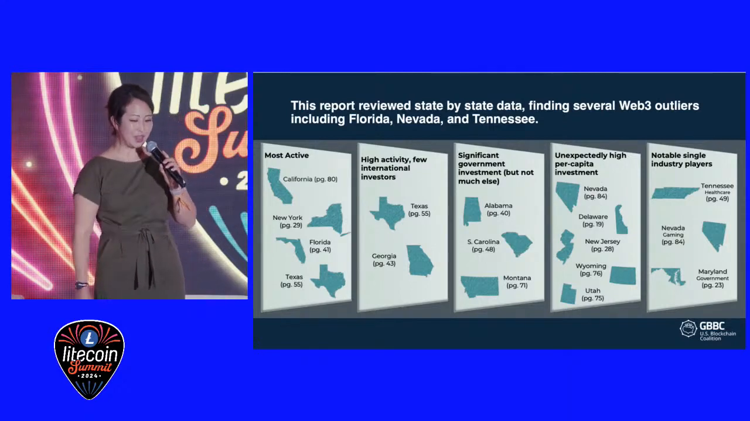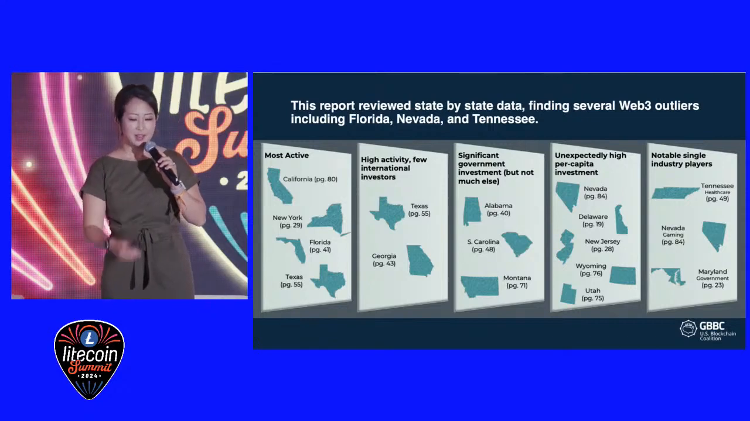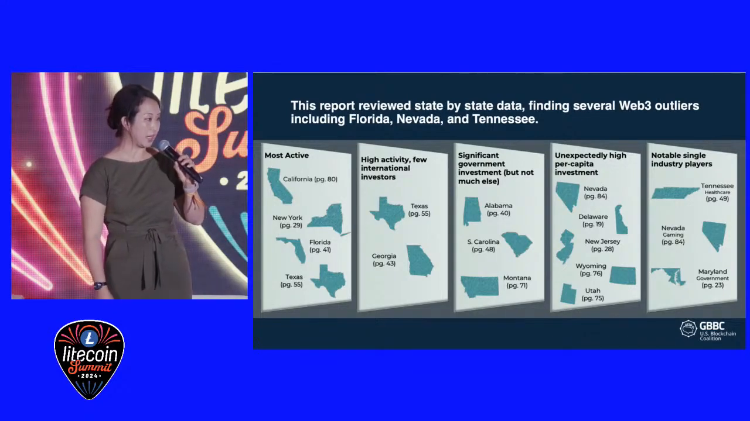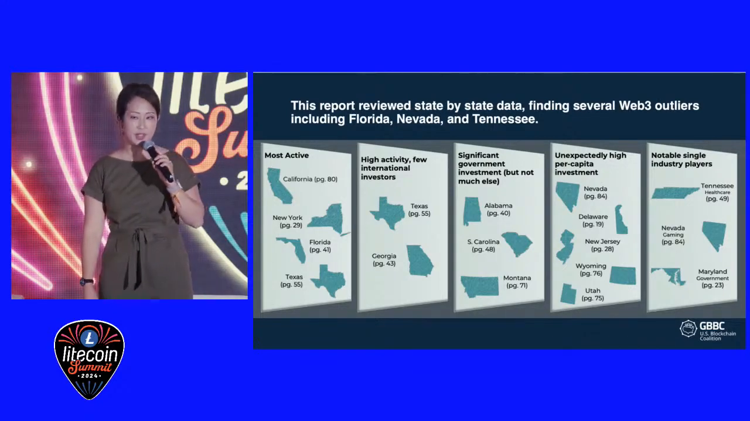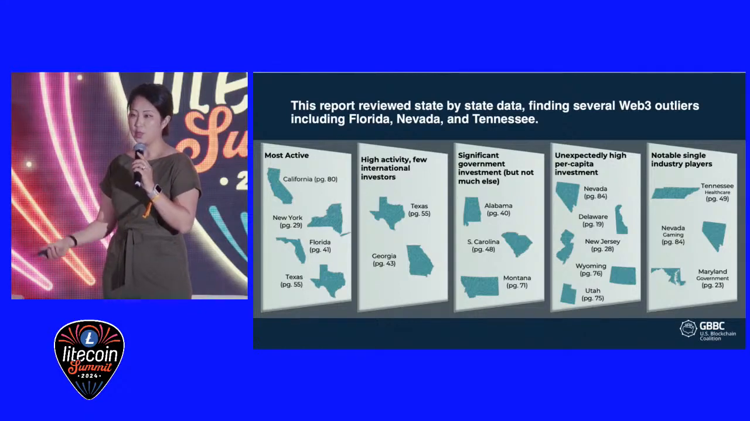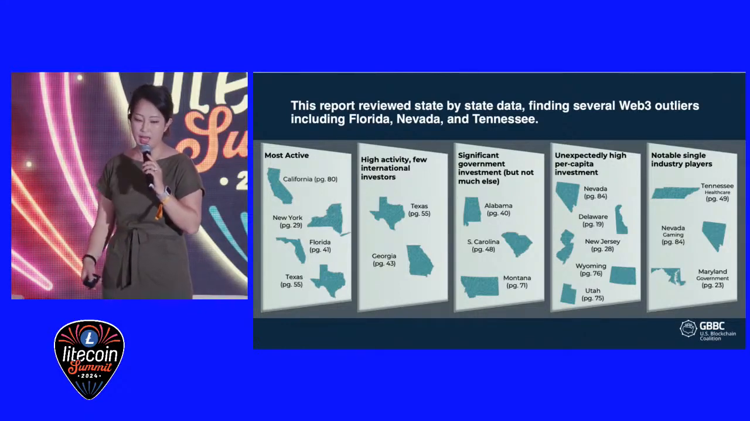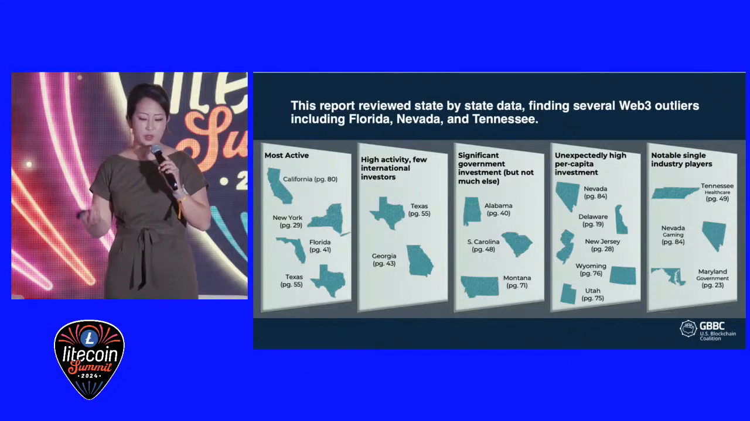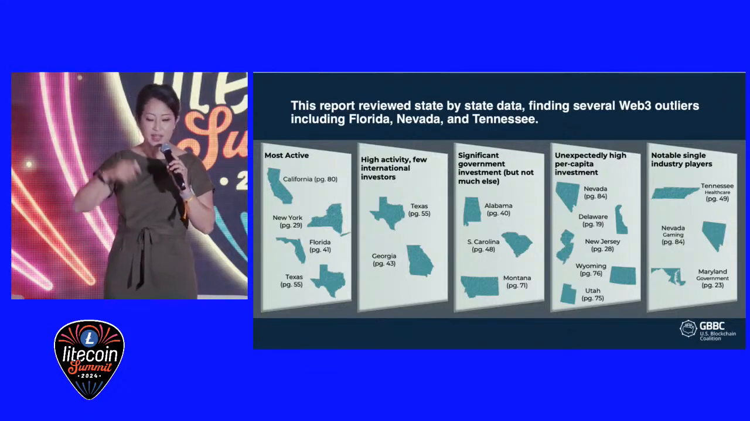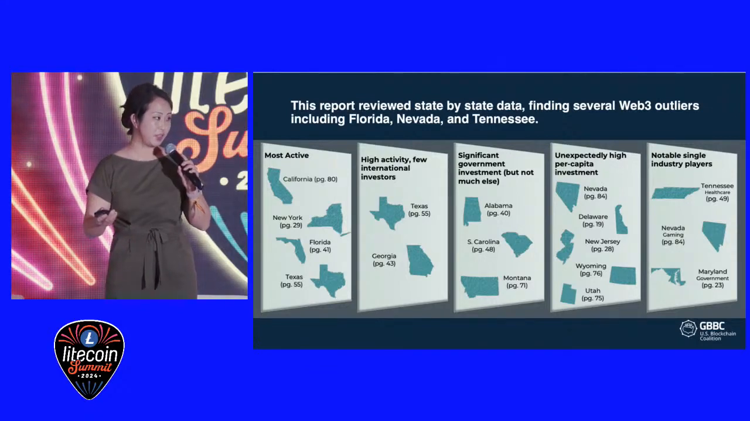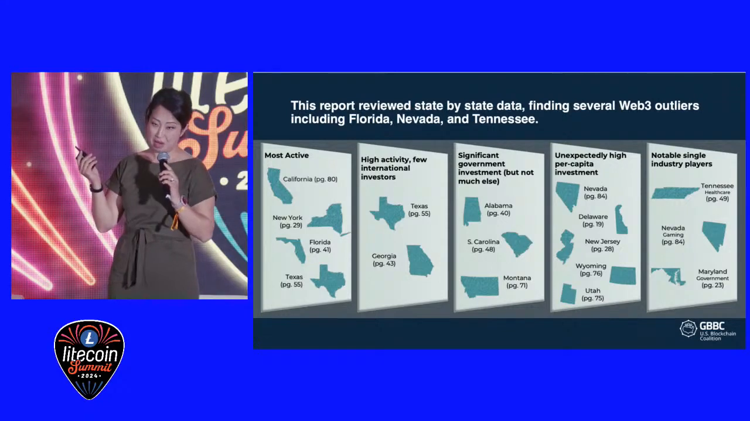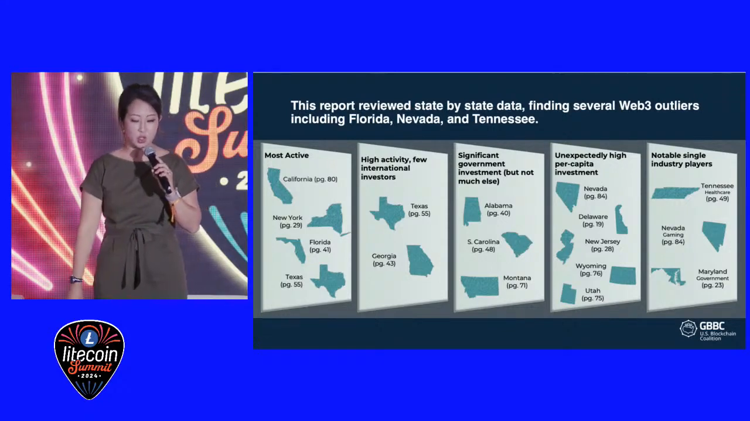So here you can see the most active states, they have some really, really large markets. Having large markets makes a big difference in how active your local communities will be and how much of an impact this will have. So California, New York, Florida, Texas. Lots of activity, but not so much international investors. Maybe this is a good thing, maybe not a bad thing. Who knows? Texas and Georgia.